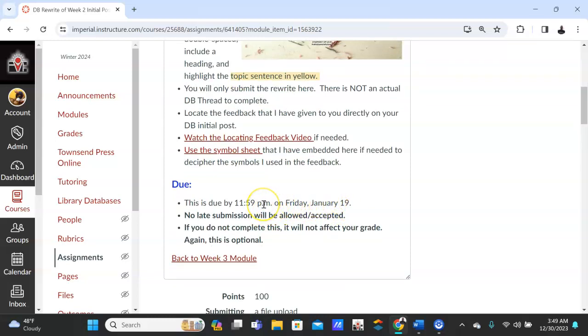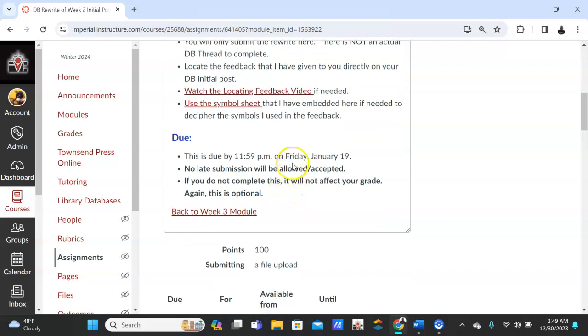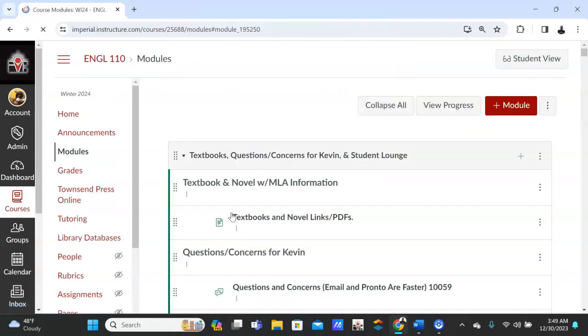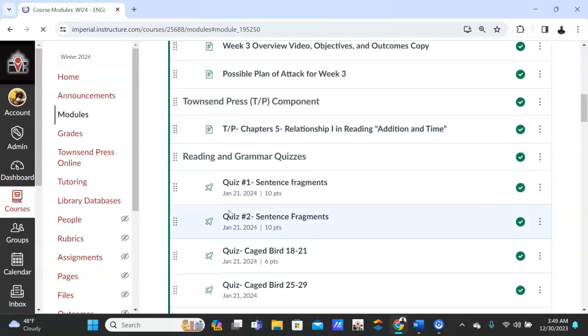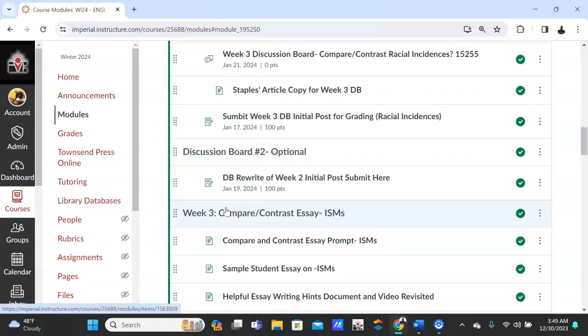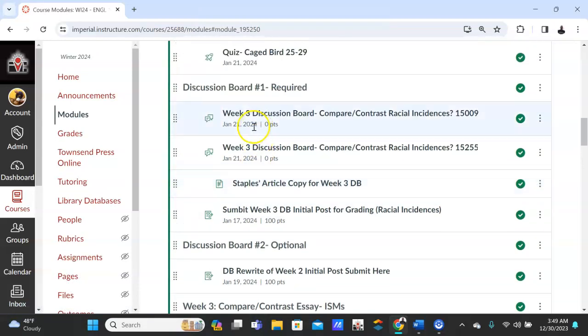All you do is submit the corrections. I will look at it. This should help your score. So if you got a 60 and you get 100 on this, the two of them will make it an 80. But if you do well and you don't want to complete the rewrite, don't bother with it. This is due Friday, January 19th. I will not take any late papers for this since it's optional. And if you do not complete it, it will not affect your grade. All right, so that's the optional rewrite from week 2.